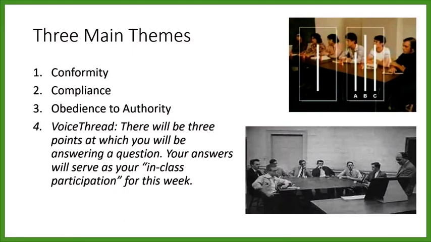The first is conformity, or how and why is it that we match our behaviors to the behaviors of others. The second is compliance, what causes us to agree to the requests of others. And the third is obedience to authority, or what makes us obey what we're directed to do by authority figures, especially if those things are against our better judgment.